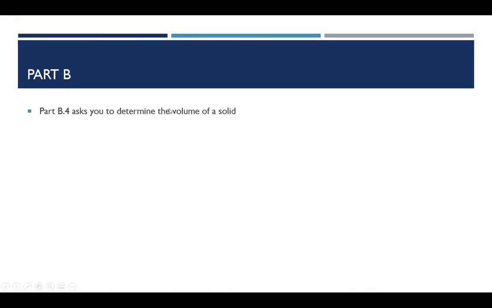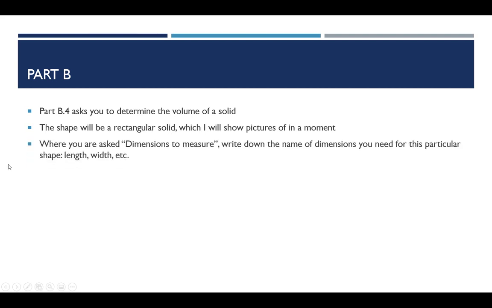Part B4 asks you to determine the volume of a solid. And I'm going to show you pictures of that in a moment. And the shape that I'm going to use is a rectangular solid. And the formula for finding the volume of a rectangular solid is included earlier in the lab, but it is just length times width times height.